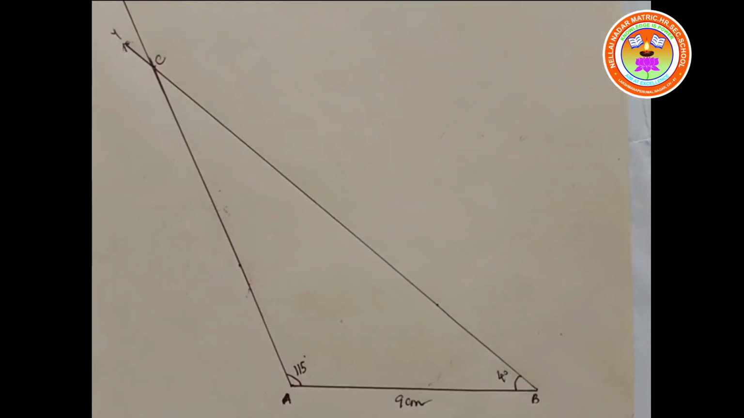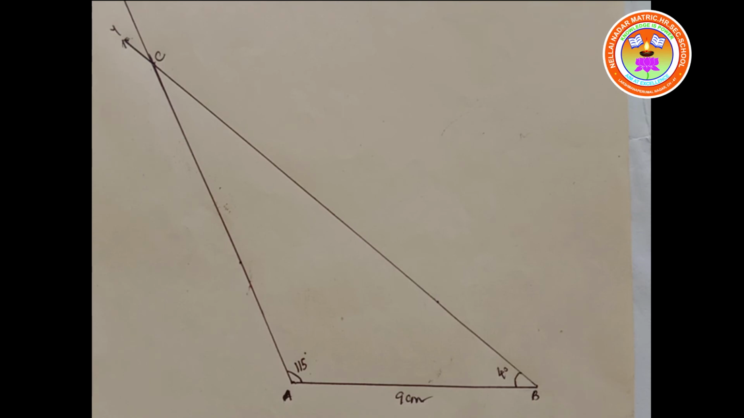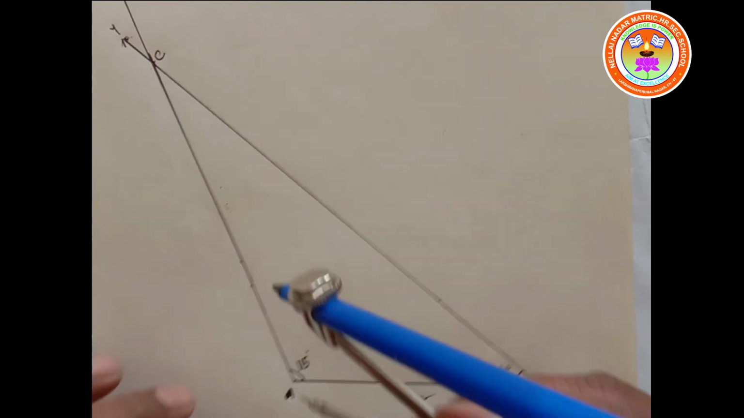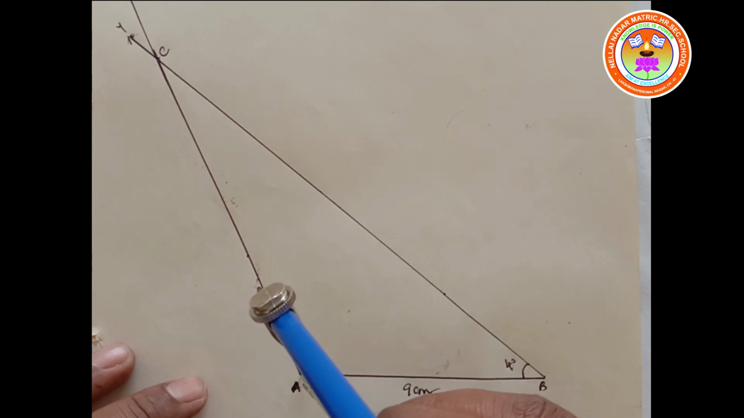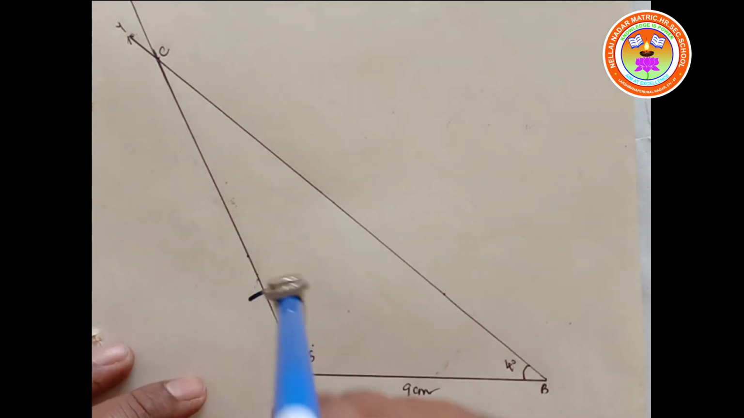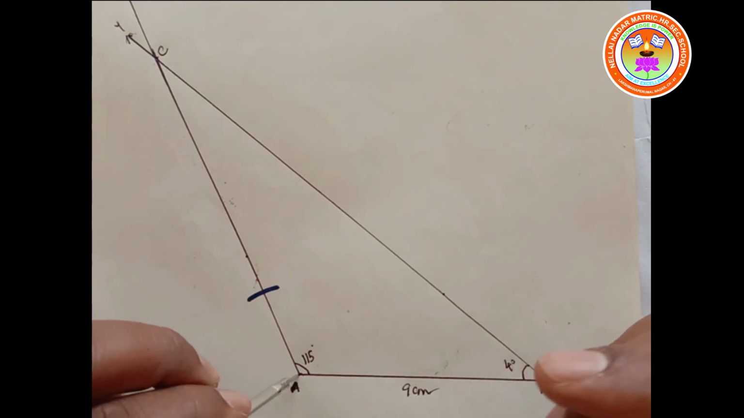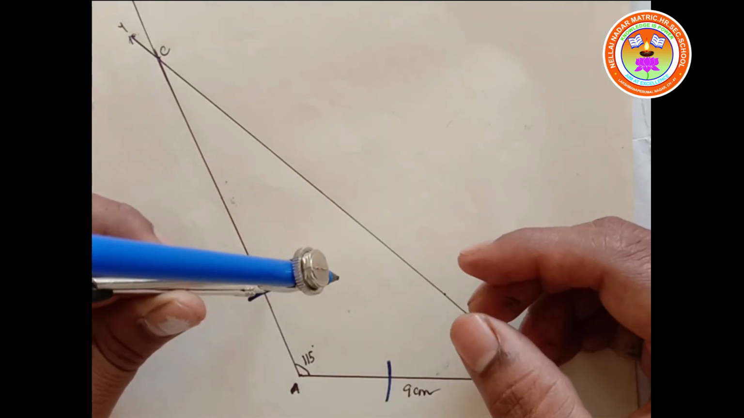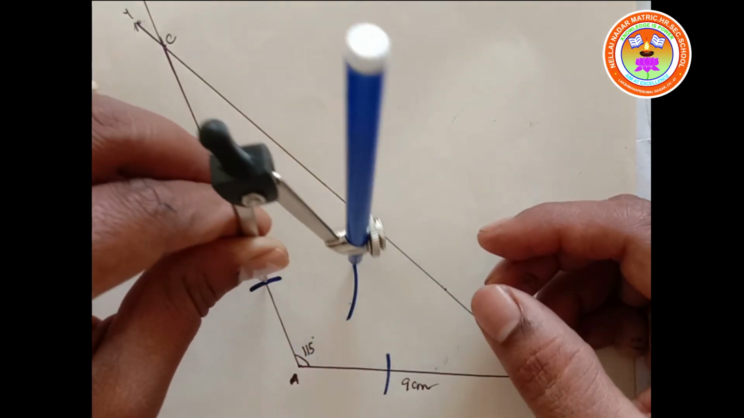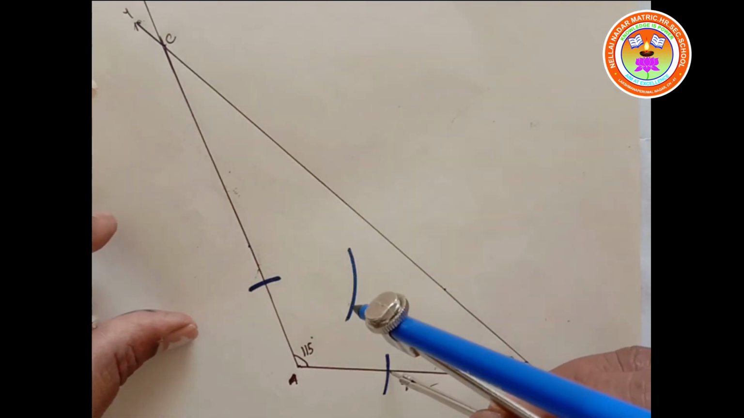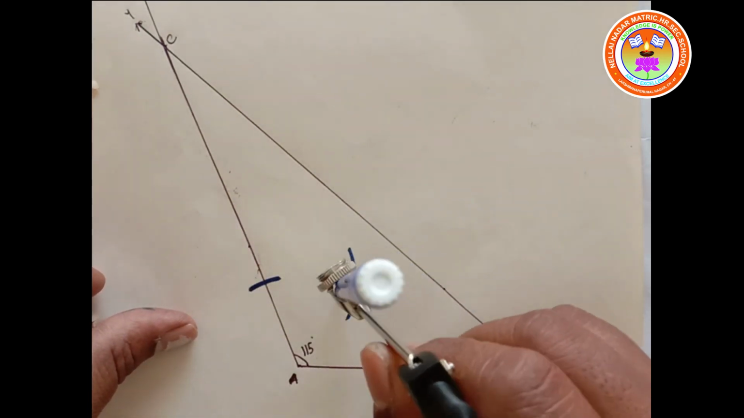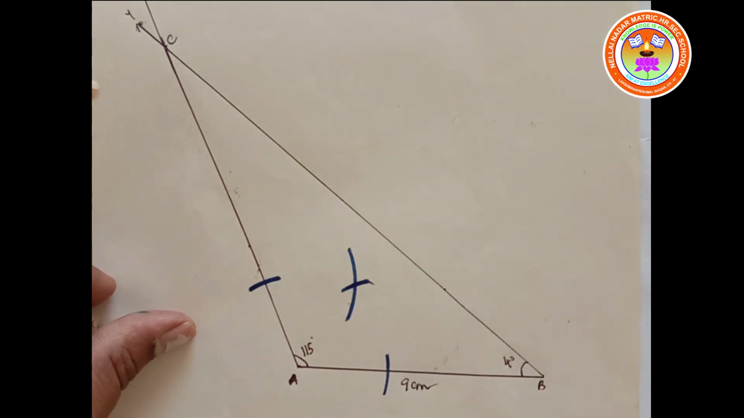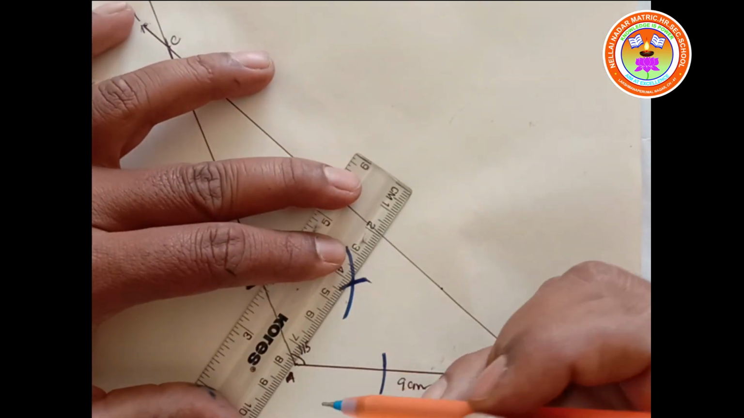It's clear children. Now construct the angle bisector of any two angles. So I'm going to take A and B. From A as center, take any radius, cut an arc. Should cut the arc on line AC and on line AB with same radius. Cut another arc again from AB. Cut the previous arc. Now join angle bisector.